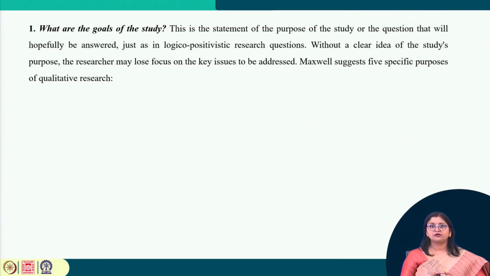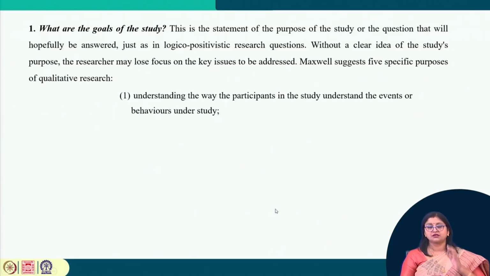This is the statement of the purpose of the study, or the question that will hopefully be answered, just as in a logico-positivistic research question. Without a clear idea of the study purpose, the researcher may lose focus on the key issues to be addressed. So, Maxwell suggested 5 specific purposes of qualitative research. What are those purposes?